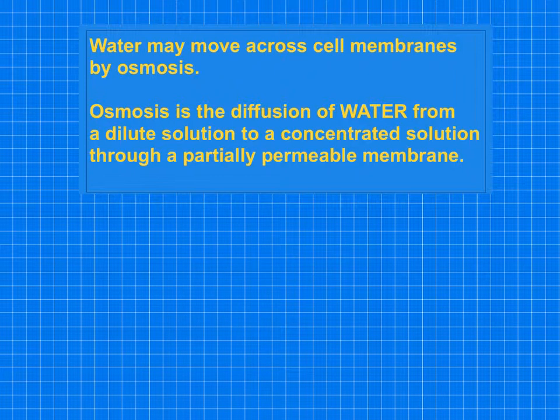This is the definition that you need to learn here: osmosis is the diffusion of water from a dilute solution to a concentrated solution through a partially permeable membrane. So the first thing we need to look at is it is a form of diffusion, as it says there, but it's of water. Only water will move through the membrane. And it mentions from a dilute solution to a concentrated solution.